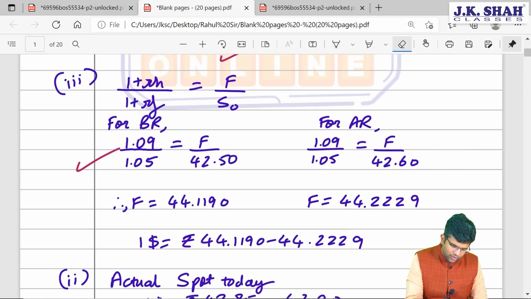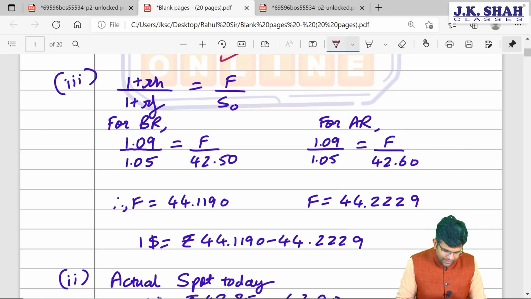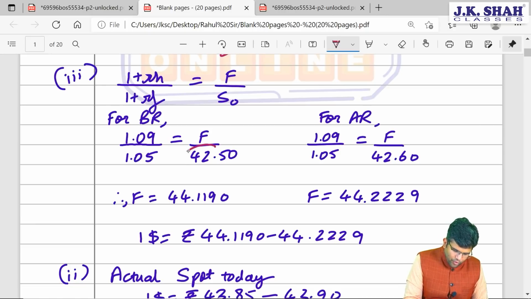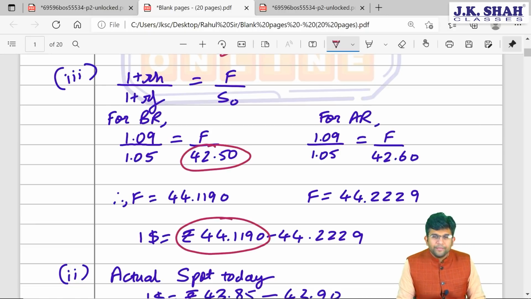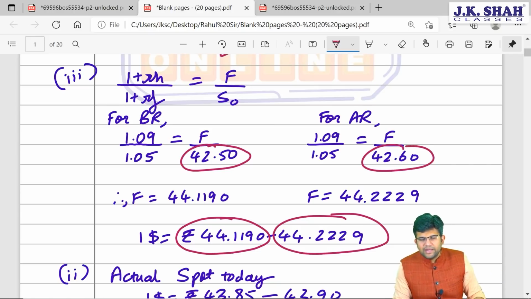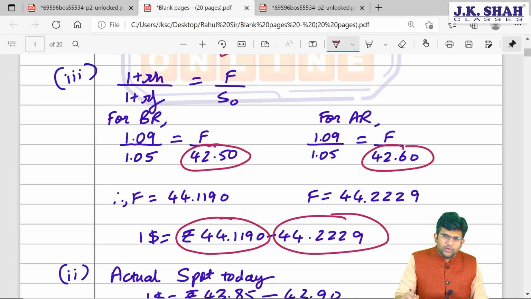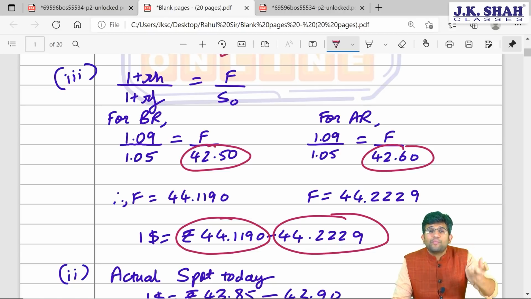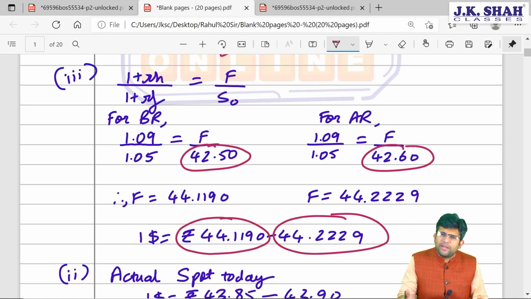Now students, I want you all to be paying attention here. This is very important because I want you to understand point number 2, which is pending. If you see the spot bid rate and the forward bid rate, can I say that dollar appears to appreciate? Yes, $1 which was 42.5 according to PPPT will go to 44.19, and a similar appreciation you will see in the ask rate also, from 42.6 to 44.2229. First question is, why is dollar appreciating? The other half could be, why is rupee depreciating against dollar?